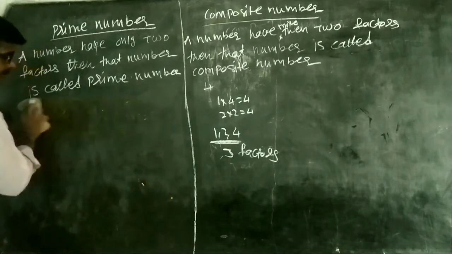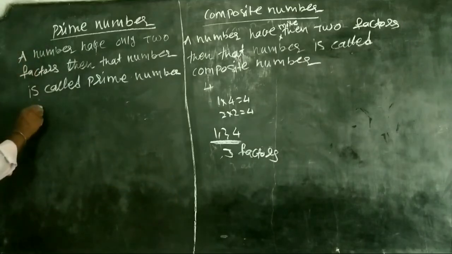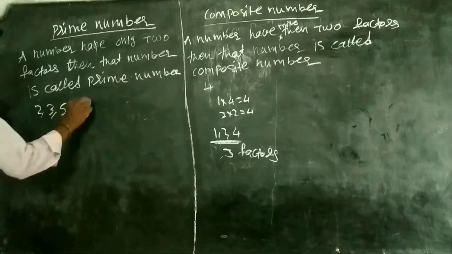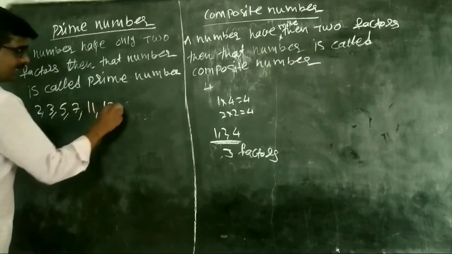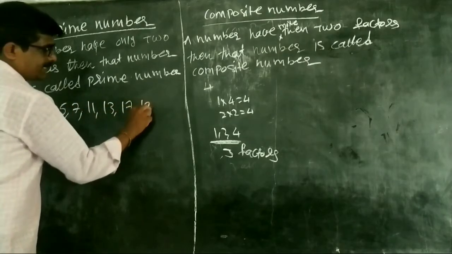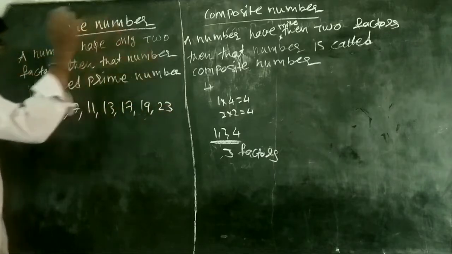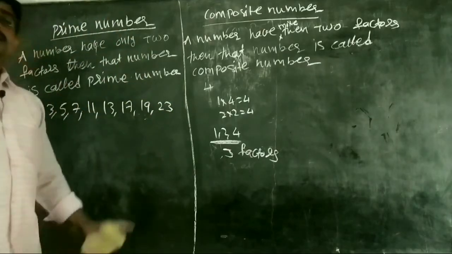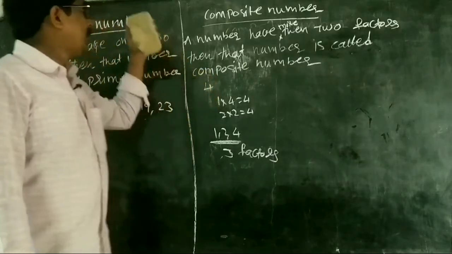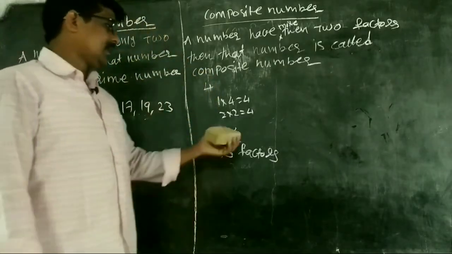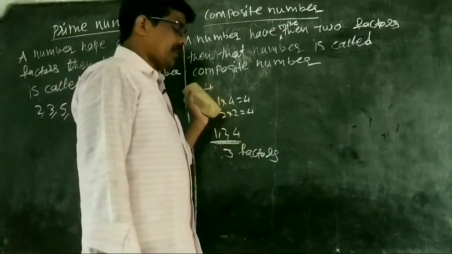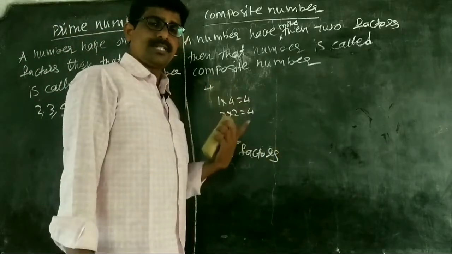So you can understand, I am writing. First, 2 is a prime number, 3 is a prime number, 5, 7, 11, 13, 17, 19, 23 and so on. You have to write up to 100, and you will get 25 prime numbers. Remaining are composite numbers. Okay? You understand what is a prime number and what is a composite number?